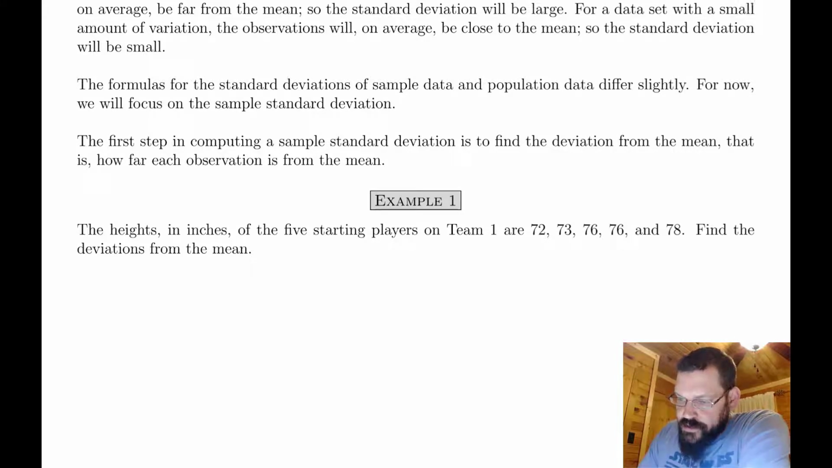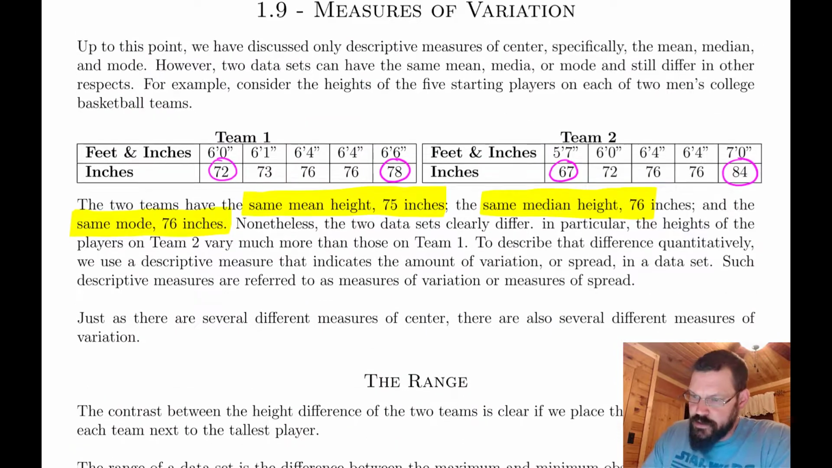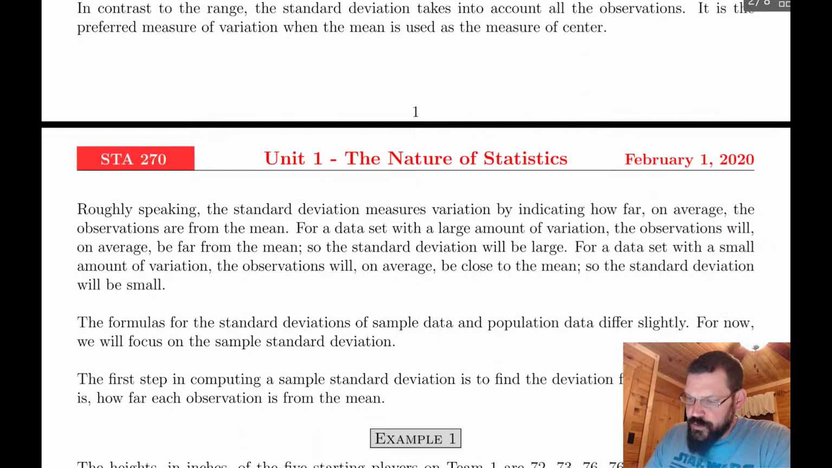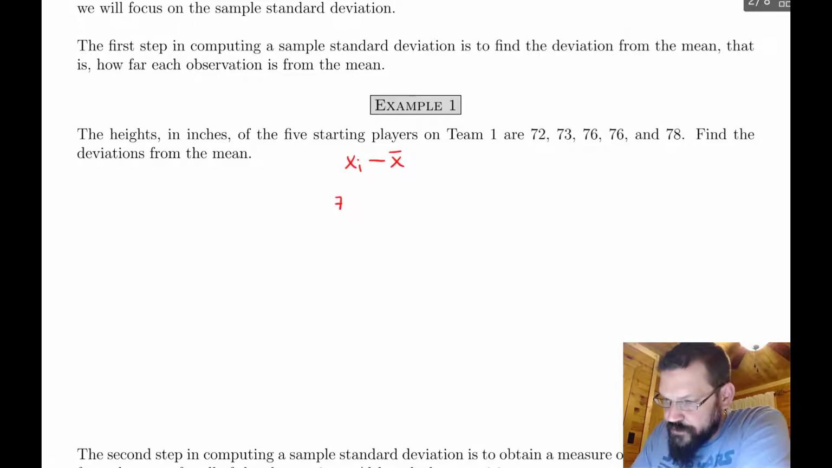So what that means essentially for example 1 is we're taking each data point, which we represent by x sub i, minus x bar, which if you recall from our previous set of notes, is the sample mean. In this case, our sample mean is 75 inches. We highlighted that at the beginning here. We have a mean height of 75 inches. So for example 1, all we're asked to do is find the deviations from the mean. So we're going to take each data point individually and subtract the mean from that point.